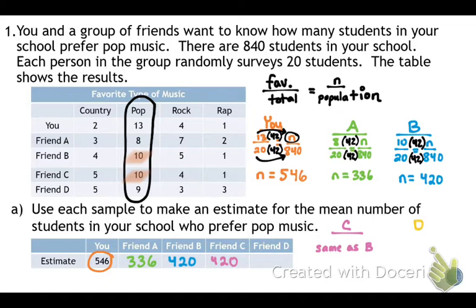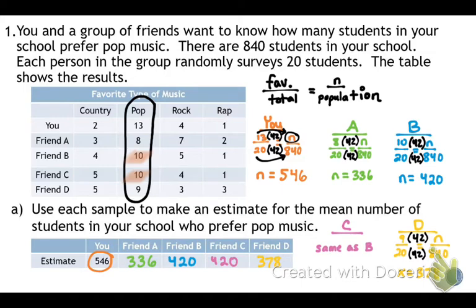All right, so I saw a lot of you got this answer. 9 out of 20 equals n over 840. We are multiplying by 42. What do you get when you guys do that? 378. Okay, so we just got a lot of information about the different friends and things that you guys came up with. Now looking at problem A, it says, use each of those samples that we just came up with to make an estimate for the mean number of students in your school who prefer pop music.